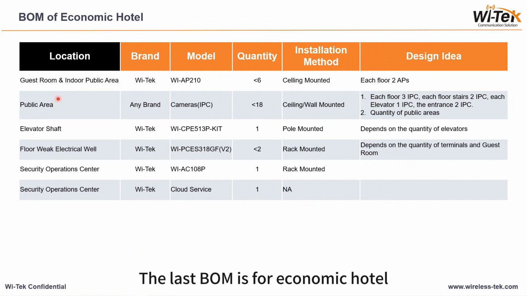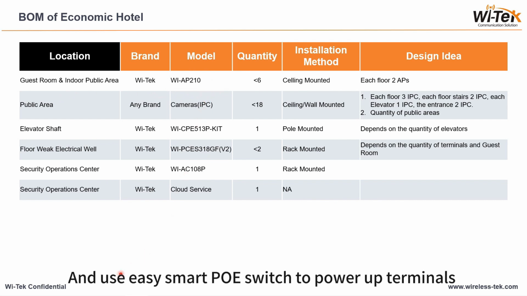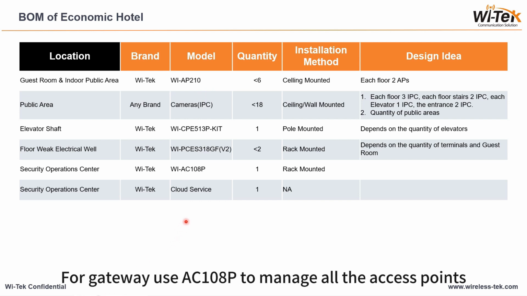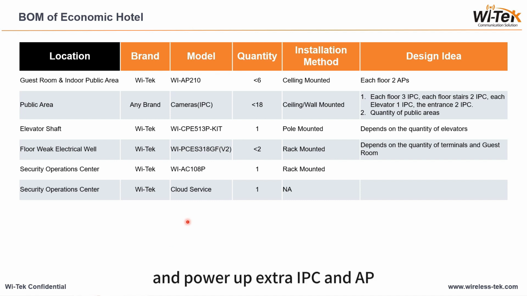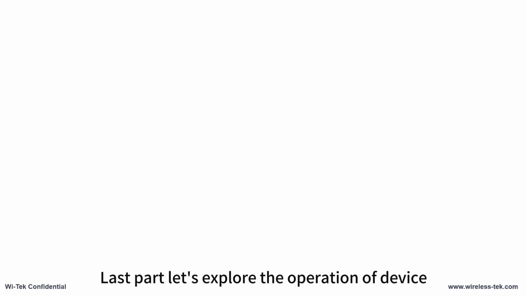The last BOM is for economic hotel. Each floor covers Wi-Fi with 2 Wi-Fi 4 APs WI-AP210 and uses Easy Smart PoE switch to power up terminals like IPC and APs. For gateway, use AC108P to manage all the access points and power up extra IP camera and AP. Last part, let's explore the operation of device.